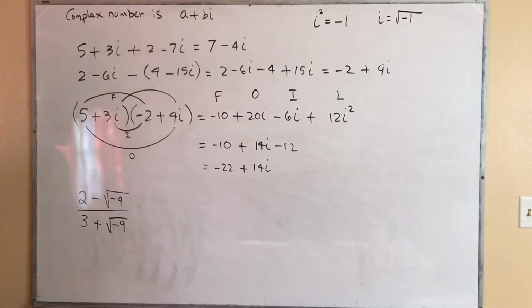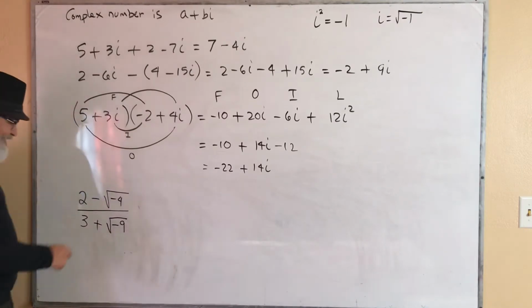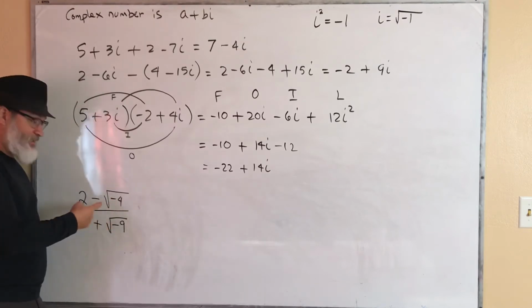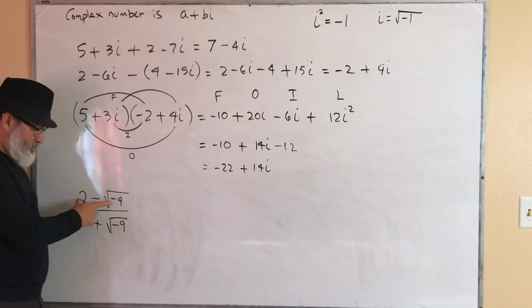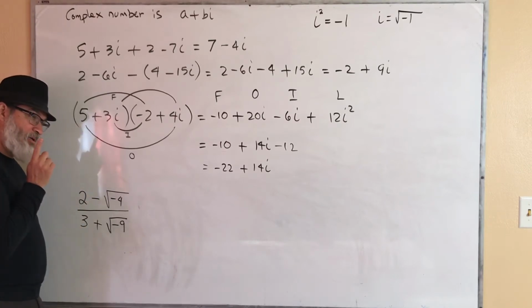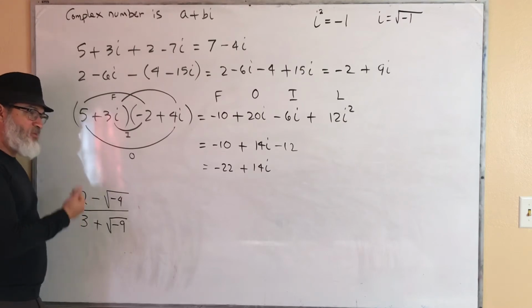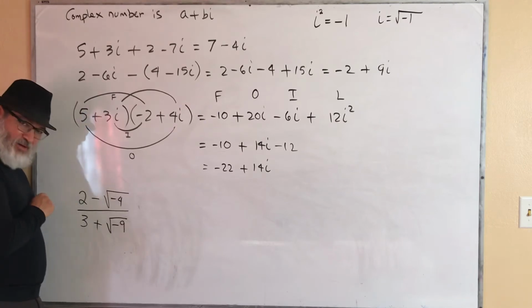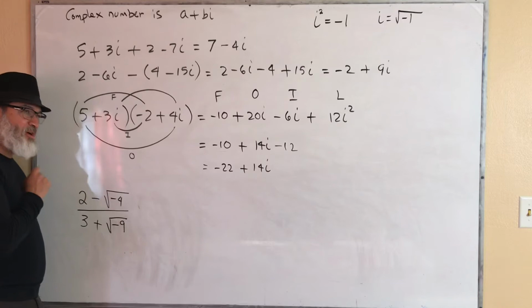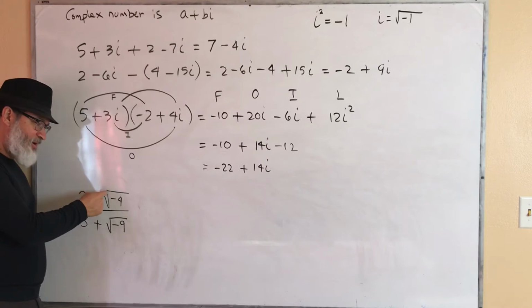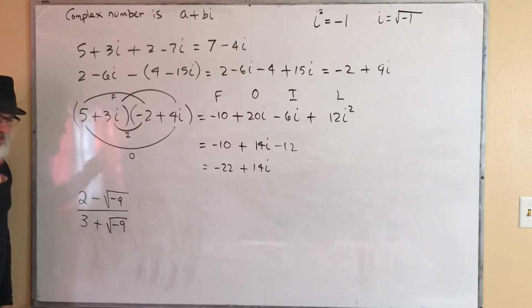Hey guys, whenever you see the square root and the radicand is negative, that's a complex number. This is a complex number because look at this, the square root of negative. That's another complex number. Listen guys, before we do any division or multiplication, let's get rid of the negative under the radical. Okay? Let me show you how.